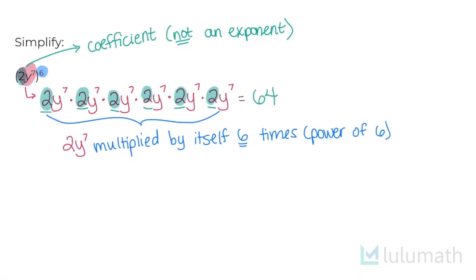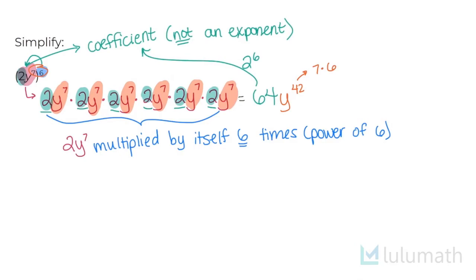So my coefficient is 64, and again, we get that 64 by raising this 2 to the power of 6. And then here, I'm just going to take y to the power of 7, and it's being done 6 times. So when I add 7 to itself 6 times, or I just do 7 times 6, I get 42. And we get this by multiplying 7 by the exponent of 6. We multiply our exponents together here, and this is our final answer.